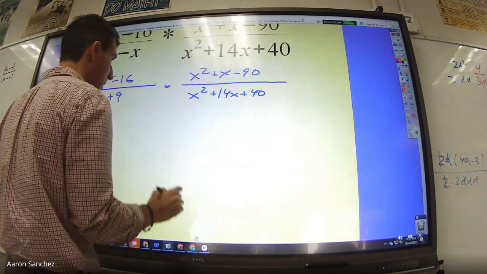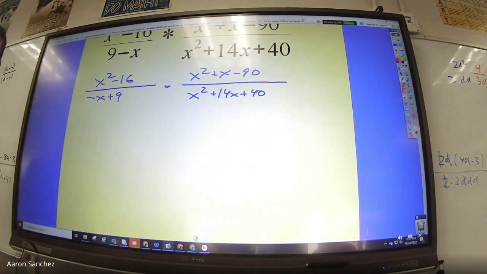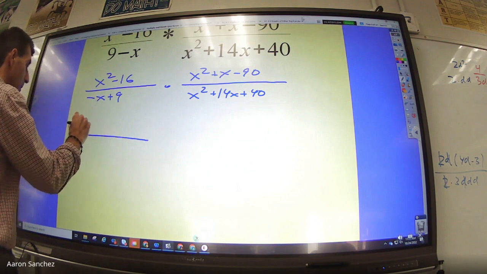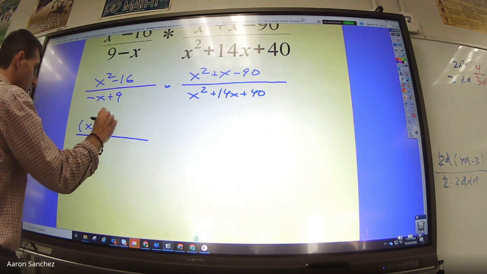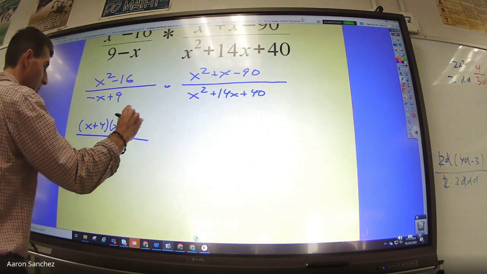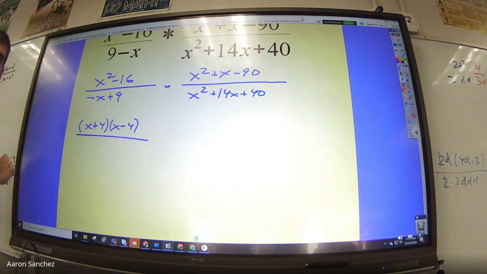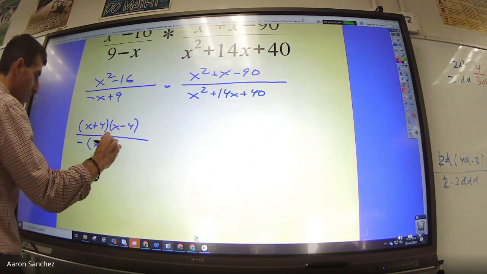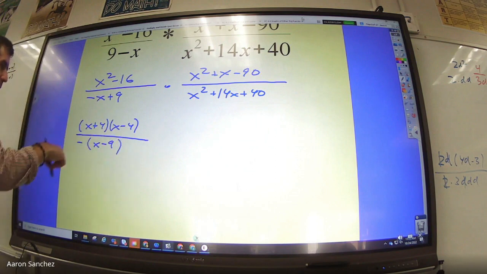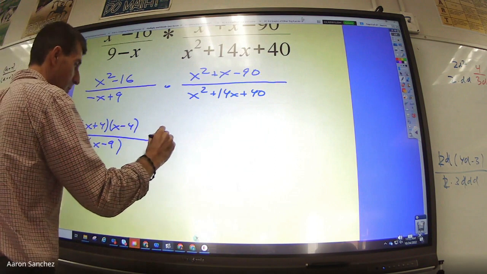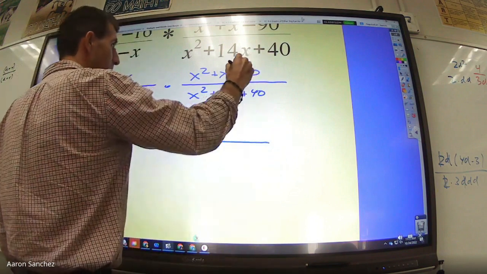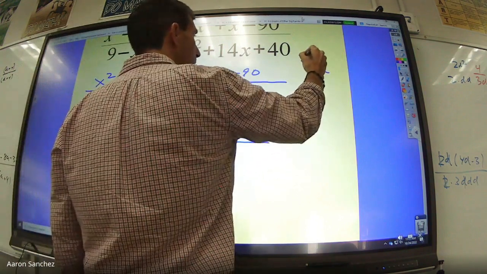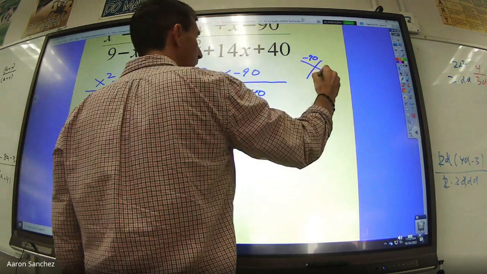Okay, now that I have this switch, now I'm going to start factoring it out. Can anyone see what this is? Difference of squares, right? So make sure you see the difference of squares. So this becomes x plus 4 times x minus 4. This, I don't want the negative in front of the x. So I'm going to say negative x minus 9. Right? Take out the negative. Now I'm going to look for another x minus 9. This one, okay, what times what equals negative 90 and adds to 1?